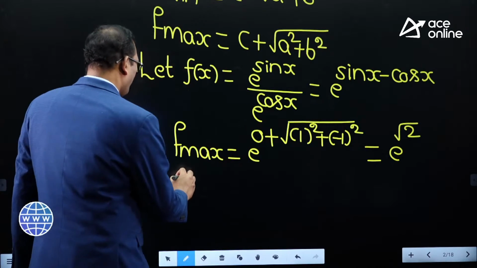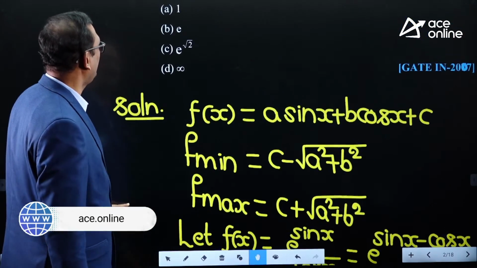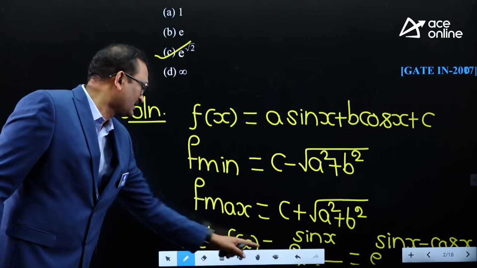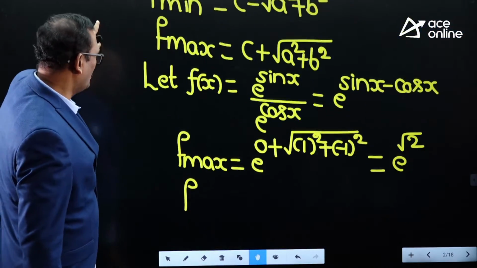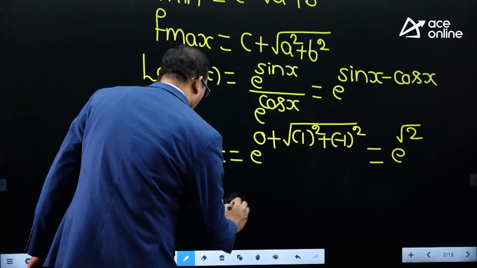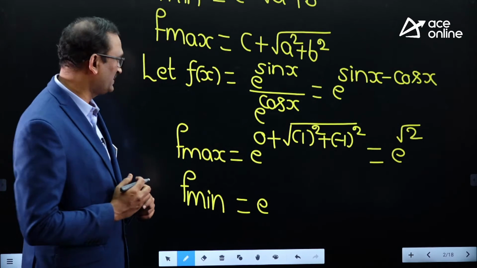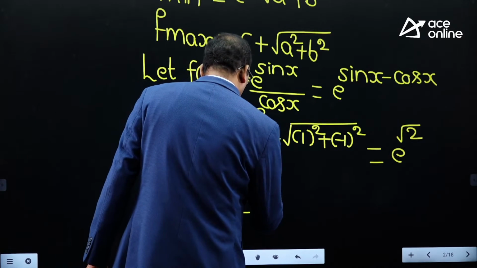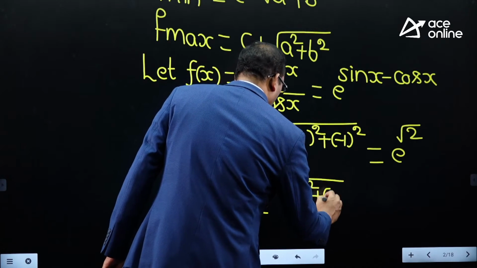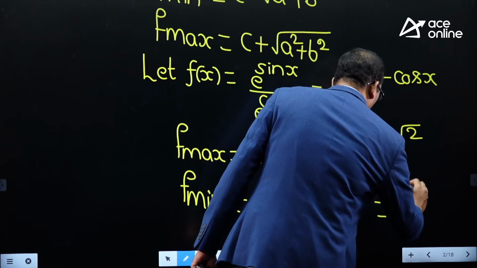What is f minimum? Actually we were asked for f maximum only, but anyhow let us find the minimum also. F maximum value is e to the power of root 2, we got that answer already. Anyhow, to be on the safe side, we are finding this value as well. F minimum equals e to the power of c minus square root of a square plus b square. What is c value? 0. That is equal to e to the power of minus root 2.